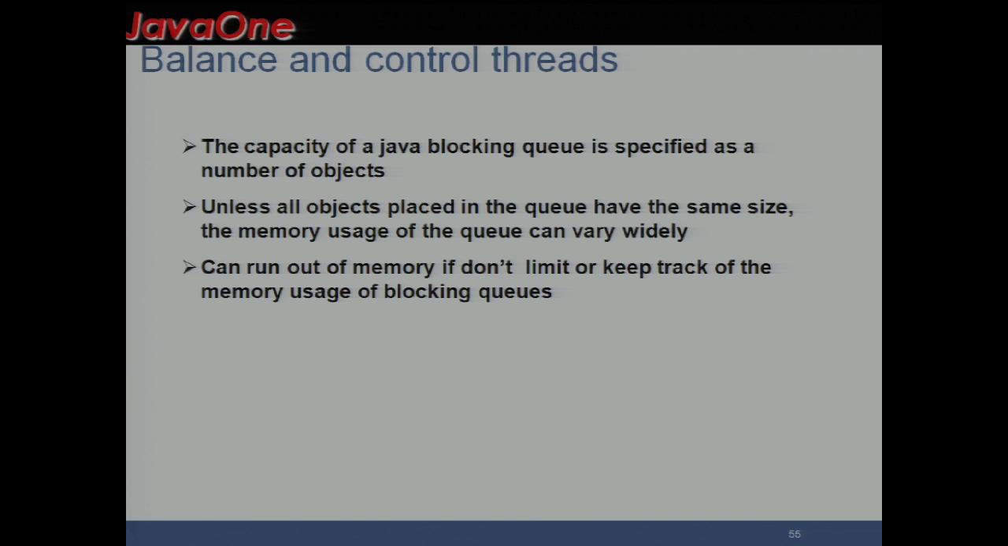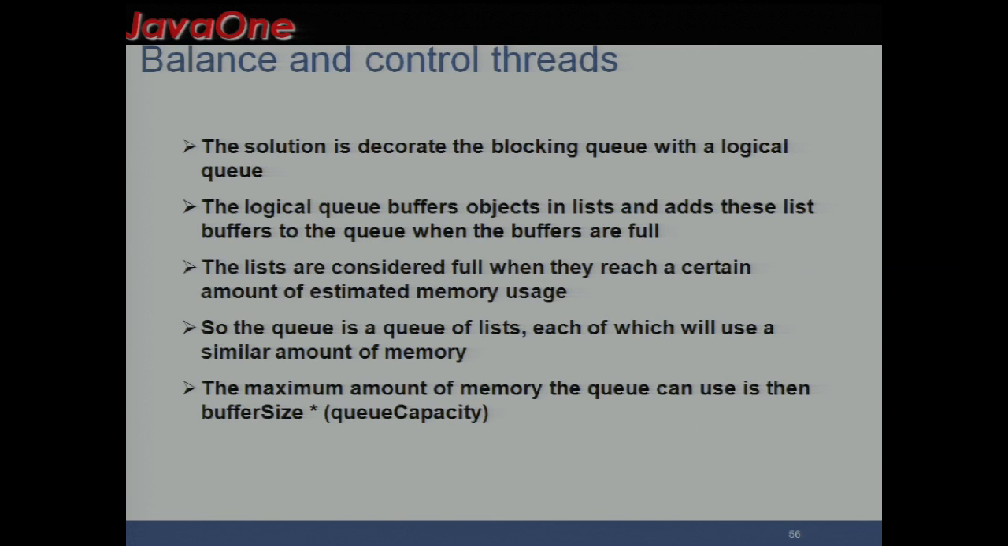So what can you do about it? Well, one solution is to layer a logical queue over the top of your blocking queue. And this logical queue is going to be a buffered queue. So you're going to have lists, and you're going to store objects in these lists, and then what you're going to actually add to the queue are these lists, right? And the lists are going to be considered full when their estimated memory usage reaches a certain amount. So you're going to end up with a queue of lists, and they're each going to use the same amount of memory, okay? And then the maximum amount of memory you can stick in the queue is your buffer size times the queue capacity which was actually declared for the queue.